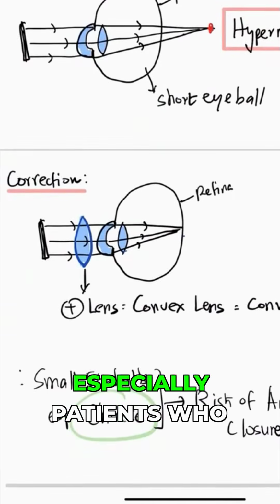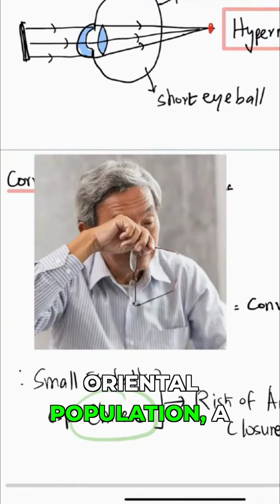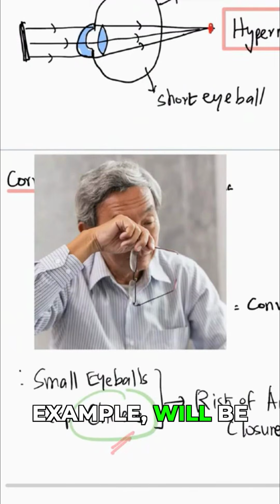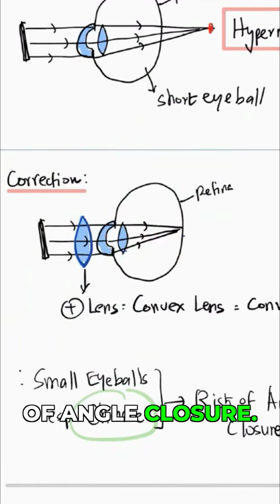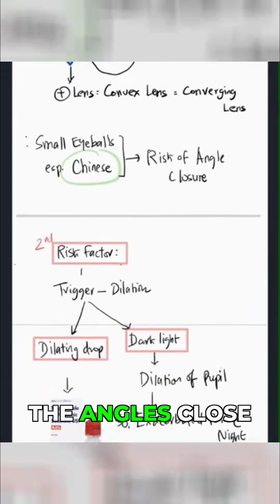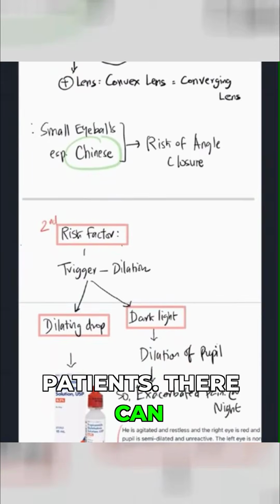So small eyeballs, especially in patients who belong to the Oriental population, a Chinese person for example, will be at more risk of angle closure. The second risk factor is why the angles should close in these patients. There can be a lot of triggers.